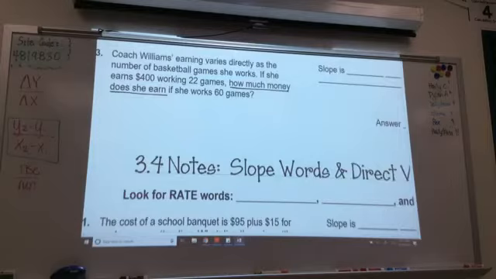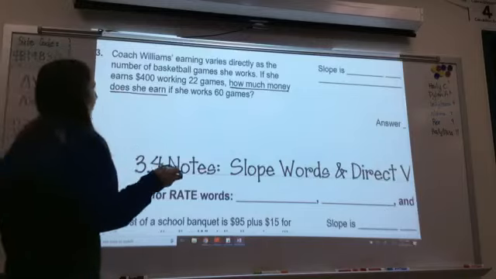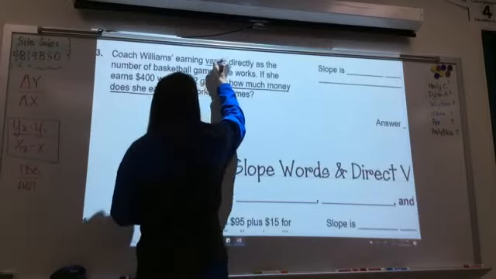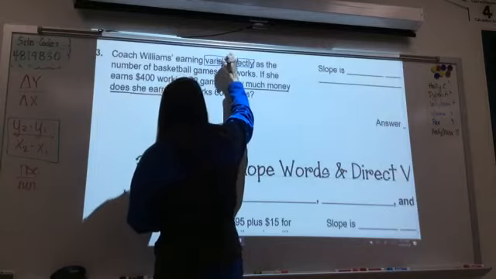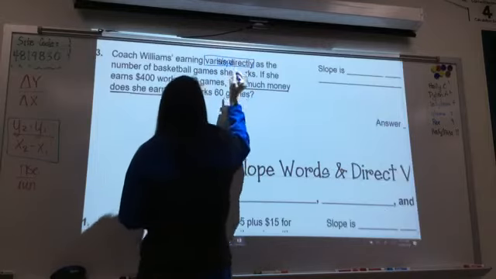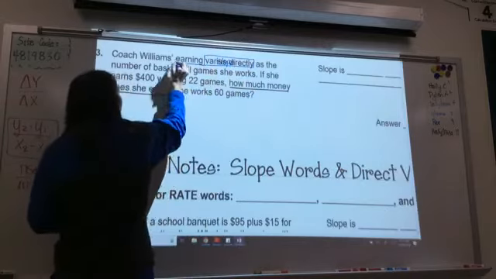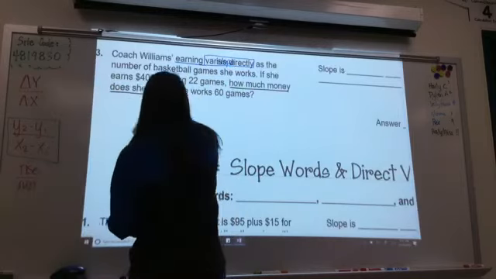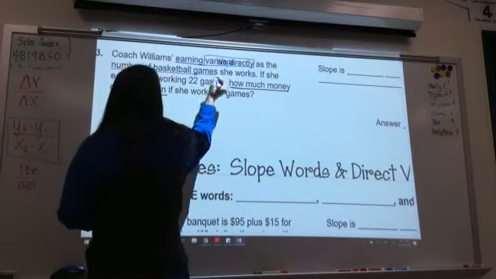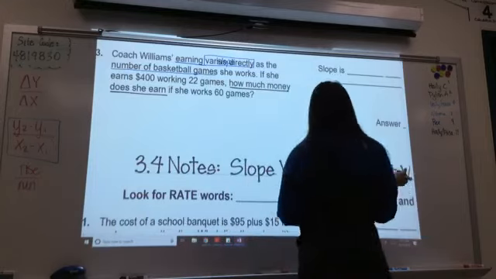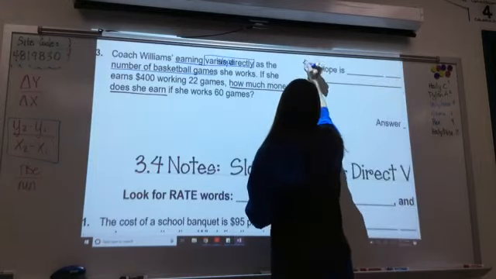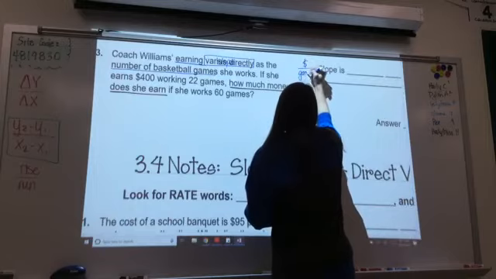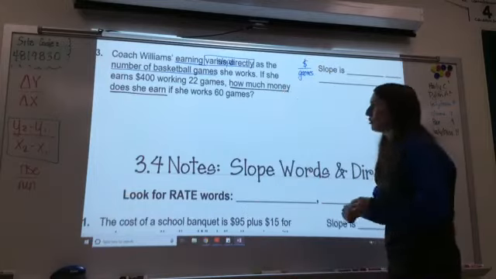And what does the very first sentence say? Coach Williams' earning varies directly. What does varies directly mean? Slope. So if that's my slope, what's in front of it? Earning. And what's after? Number of games. Okay, so slope is what? We've got money over what? Over games. Now let's put math to it.